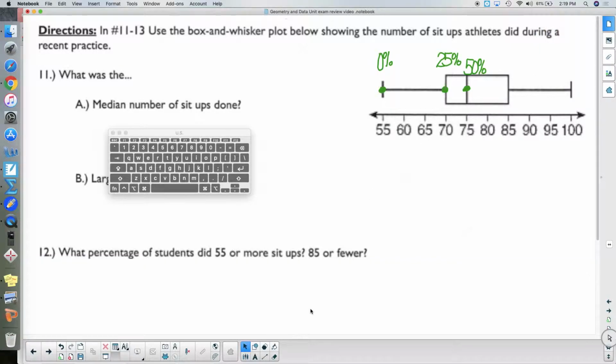Okay, so then my next dot is at 75%. And the final at the end there is my maximum. That means 100% of the number of sit-ups were lower than that.